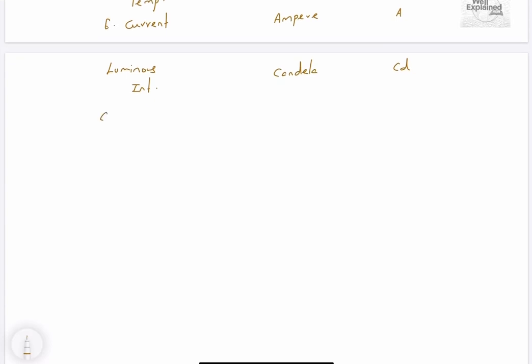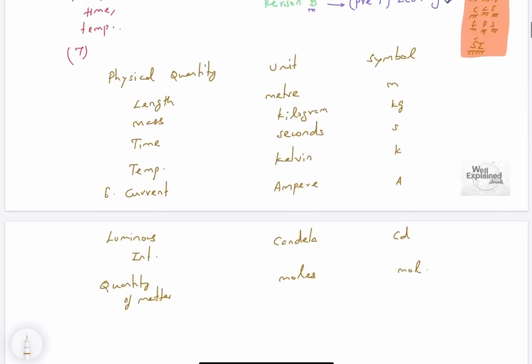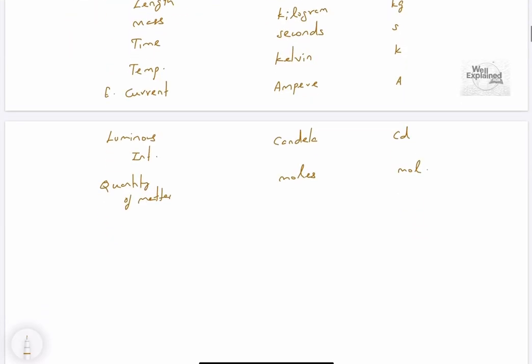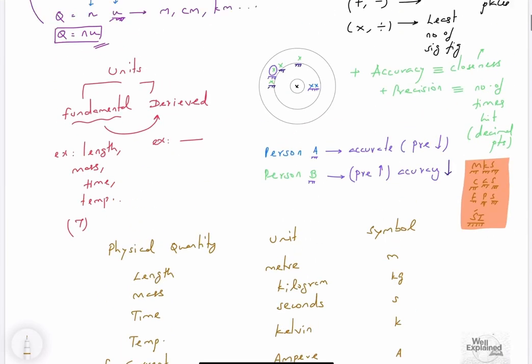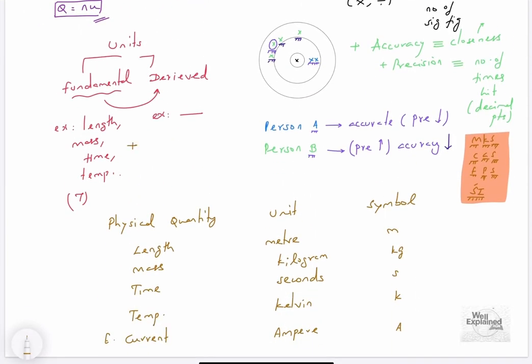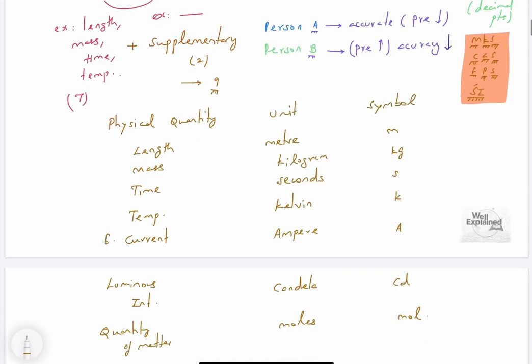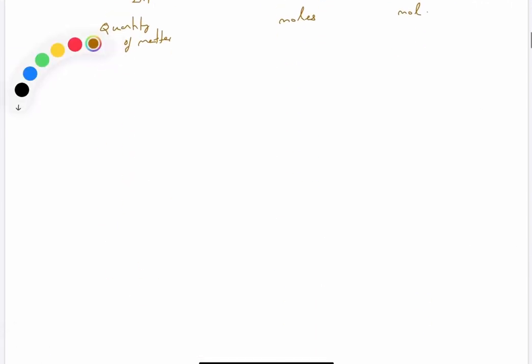Quantity of matter, we usually represent in moles. And these are just 3, 6, and 7. Also, these are fundamental units. Also add supplementary units, making it a total of 9. What are the supplementary units? It's nothing but solid angle and plane angle.